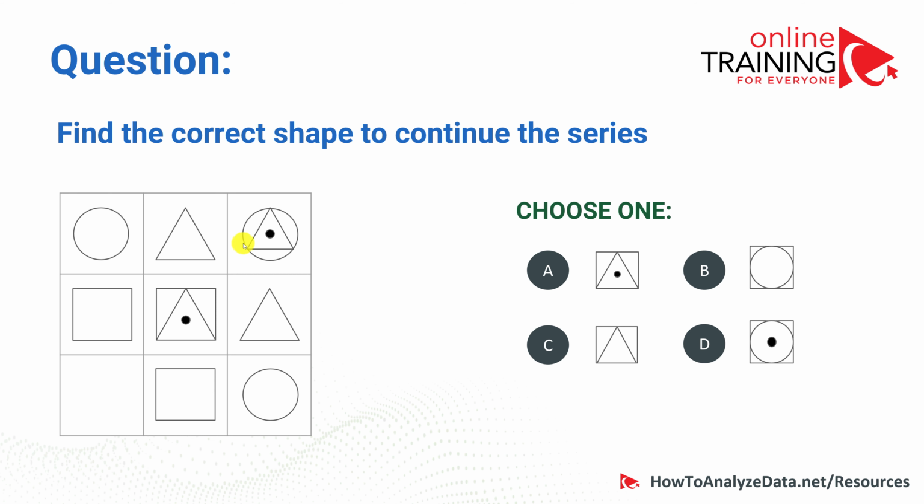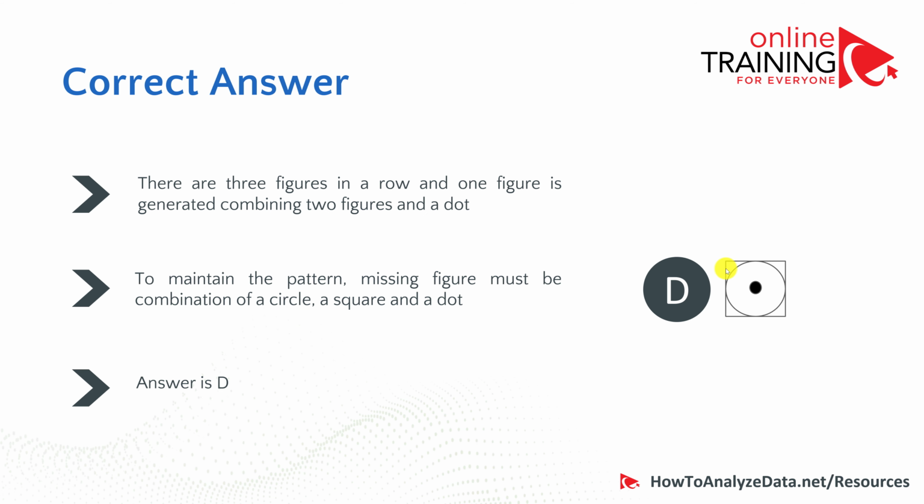Knowing the first pattern, we can exclude choice A because in the third row, we have combination of squares and circles. So the correct choice is D because it matches all 3 patterns. We have circle inside of the square and then we have dot in the middle. So the correct answer is D. Hopefully you've got this one right.